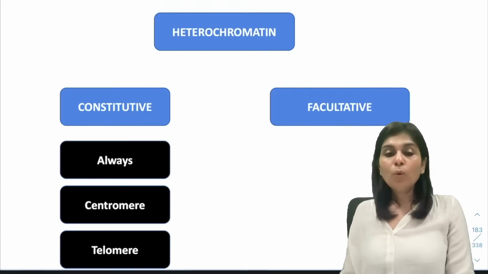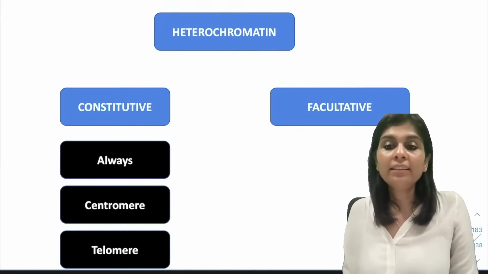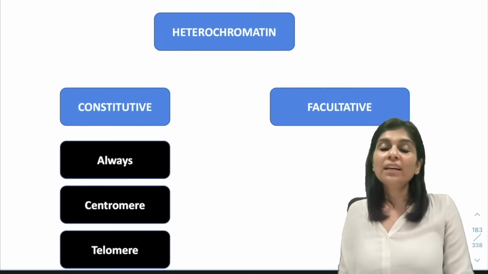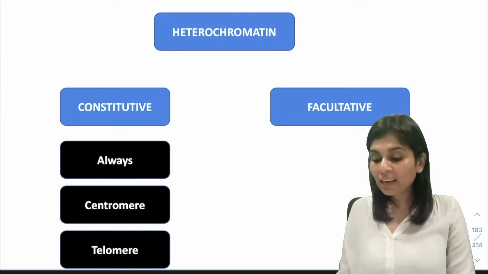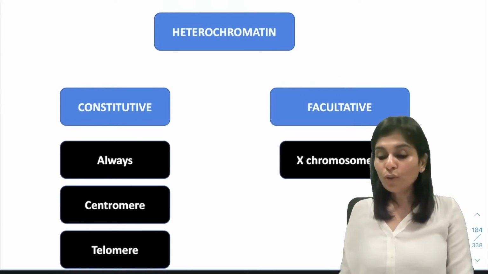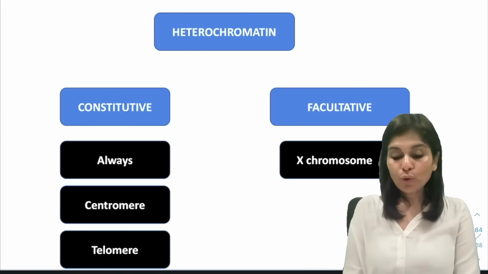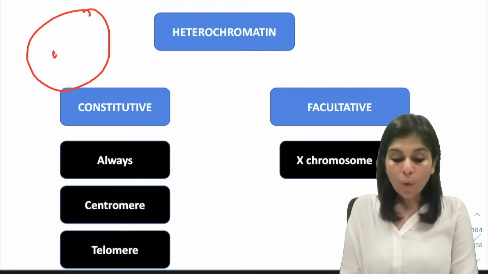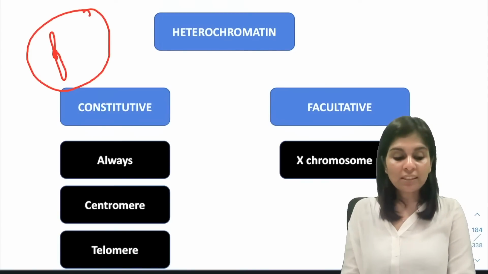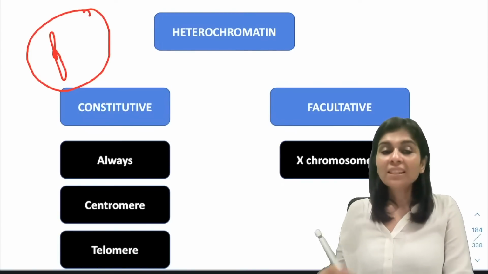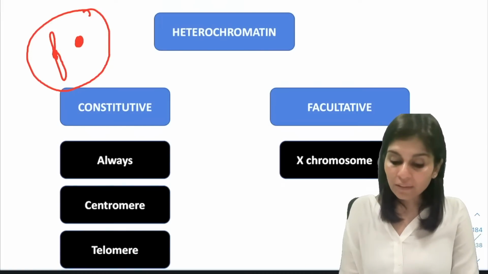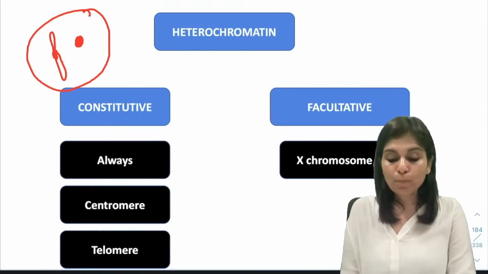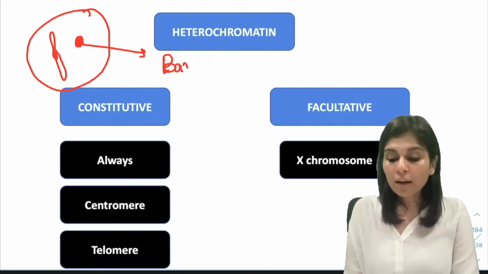Okay. Now about facultative heterochromatin, it is sometimes active and sometimes inactive. An example of facultative heterochromatin is the female X chromosome. What do you know about female X chromosomes? You know that the somatic cells of all females have two X chromosomes. Only one of the two X chromosomes is transcriptionally active. The other X chromosome is inactive. And because it is inactive, it is highly condensed and it stains more densely as a Barr body.